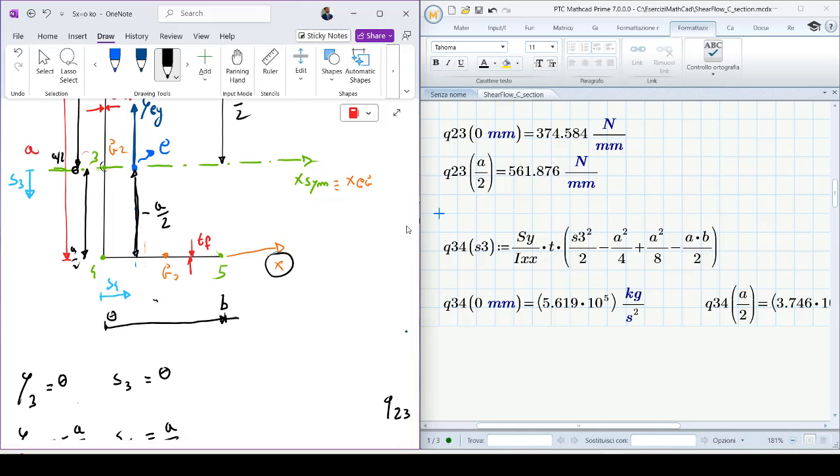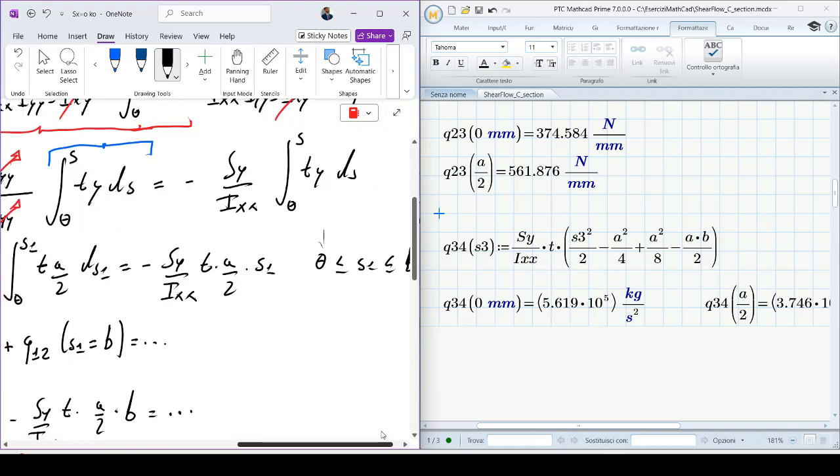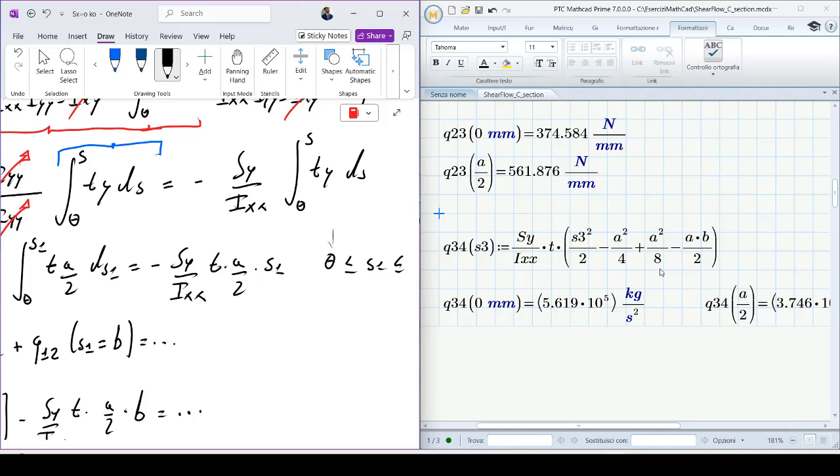But y is another consideration. y starts from 0 to minus A over 2, because this is the reference axis YCG, XCG for the y coordinates, and for the S coordinate we must use this convention, this orientation of the abscissa S3 that is positive if moving from 3 to 4, so 0 to A over 2. Now I obtain a certain y equation that if I put in the general integral here, I obtain this quantity, Q34, as a function of S3.